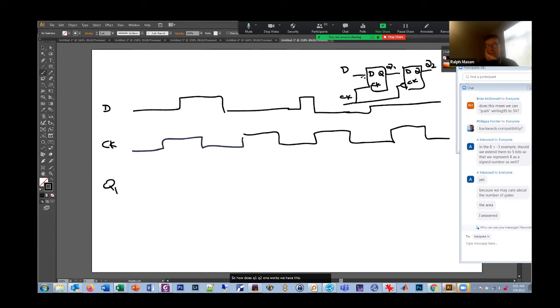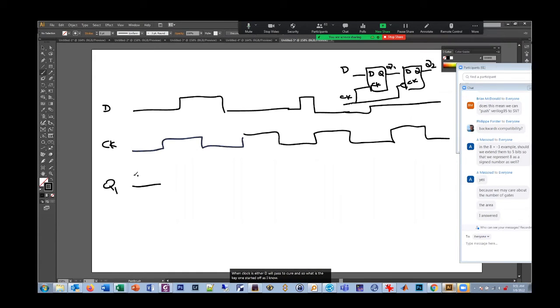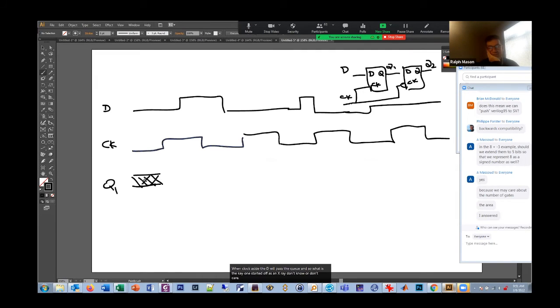We have this D latch, and this is a transparent high D latch. So whenever the clock is high, the D will pass to Q1. So let's do that. When clock is high, the D will pass to Q1. So what does the Q1 start off as? X, right? Don't know or don't care? Don't know, yeah. Get that one straight.